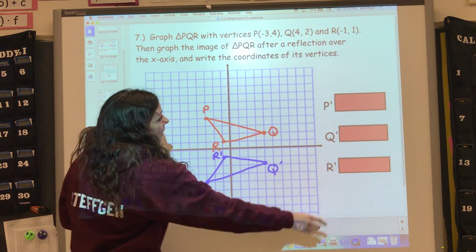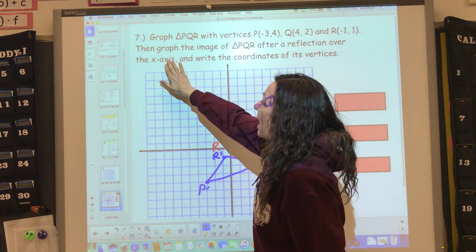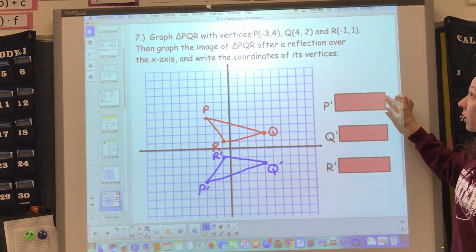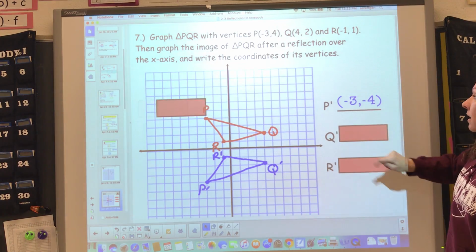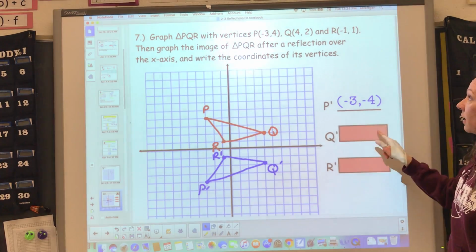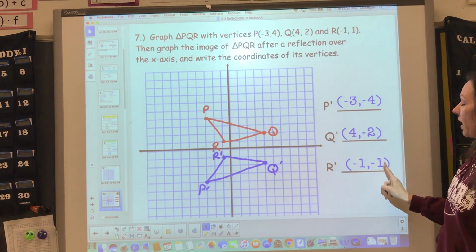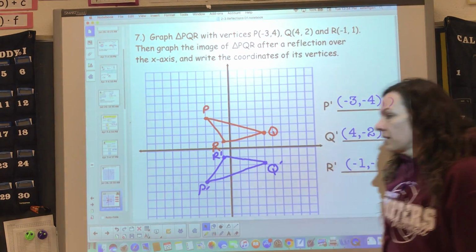So if we look, since we had a reflection over the x-axis, our y coordinates should have been the only ones to change to the opposite. So I have (-3, -4), which was (-3, 4). I have (4, -2). And I have (-1, -1).